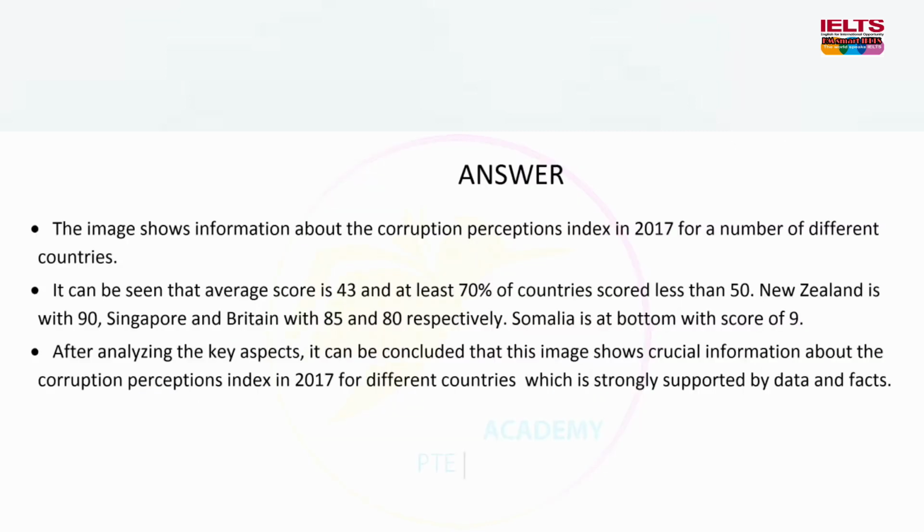The image shows information about the Corruption Perceptions Index in 2017 for a number of different countries. It can be seen that the average score is 43 and at least 70% of countries scored less than 50. New Zealand is at 90, Singapore and Britain at 85 and 80 respectively. Somalia is at the bottom with a score of 9.